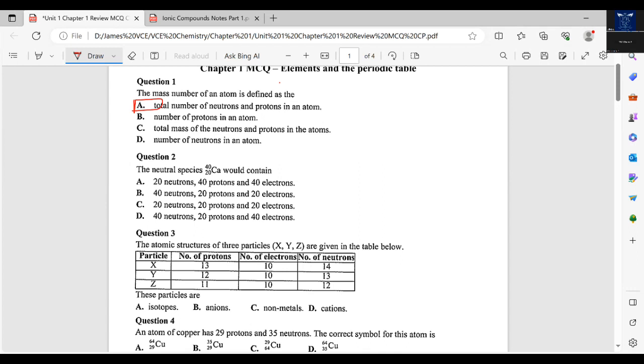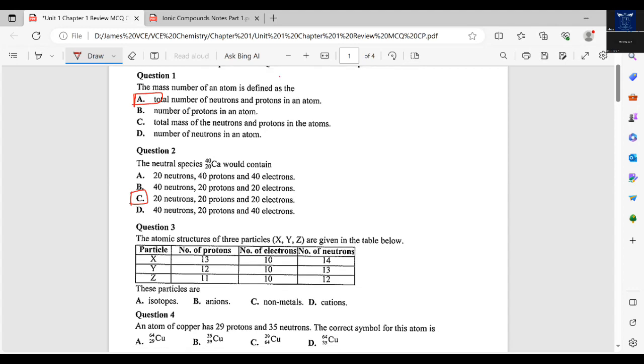I think let me double confirm with this. Just give me a second. Okay, where are the rest? The rest not here yet. Okay, right. Then the second one is going to be C. Question two is C.